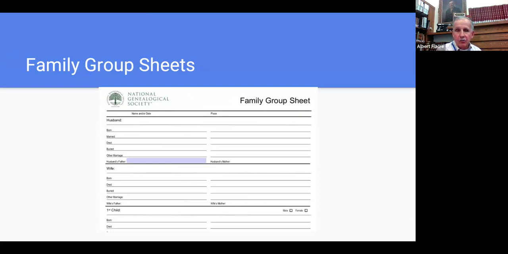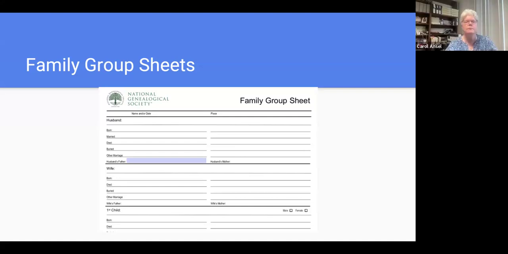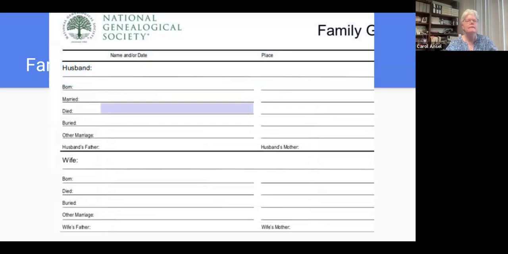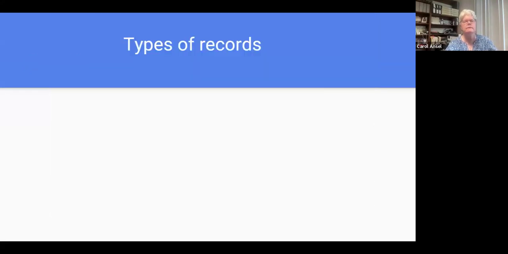I don't think we're advocating you build out your entire family tree of thousands of names on paper, but it's particularly useful to keep yourself organized when you're at a research site gathering some information. Yeah, that's a good point. All right, so here's just a little close-up of a family group sheet.